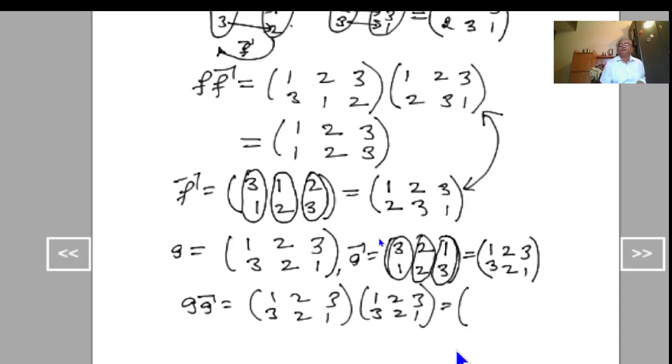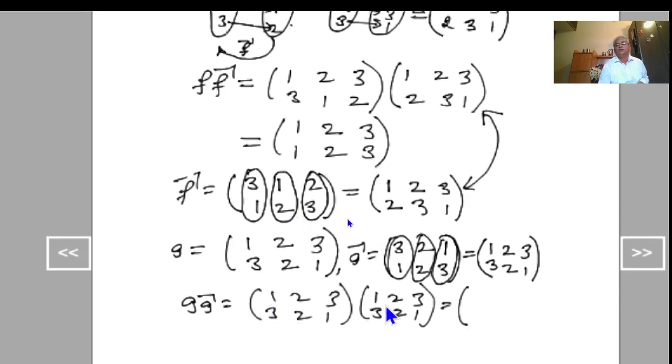This is equal to: 1 goes to 3, 3 goes to 1, that means 1 goes to 1. 2 goes to 2, finally 2 goes to 2. 3 goes to 1, 1 goes to 3, so 3 goes to 3. So I am getting the identity permutation here.